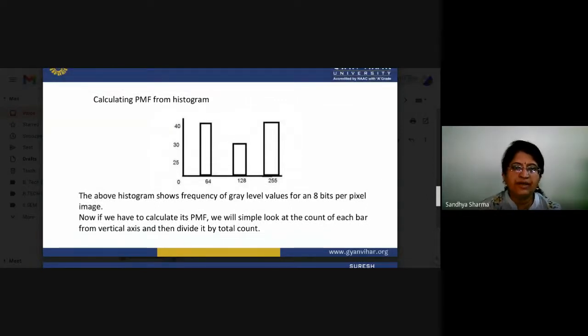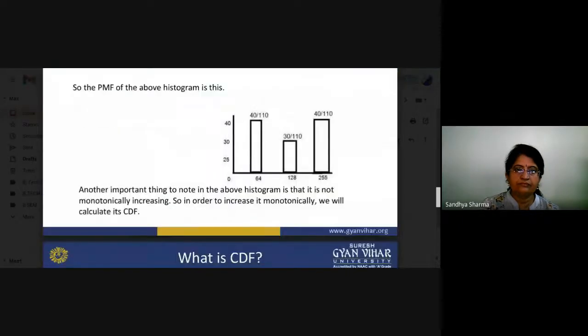Calculating the PMF from the histogram. The above histogram shows the frequency of gray level values for an 8 bits per pixel image. Now if we have to calculate this PMF, we simply look at the count of each bar from the vertical axis and then divide it by the total count. So the PMF of the above histogram is this.